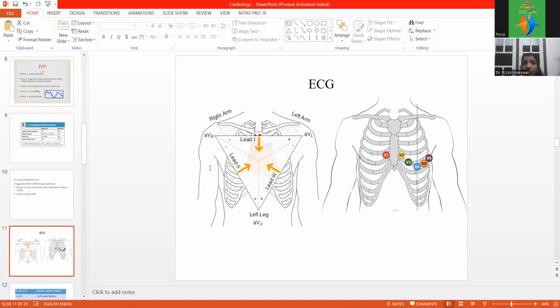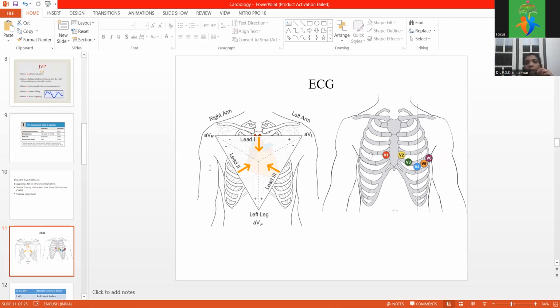So JVP, we were discussing when there is right heart failure or something in relation to the right heart, there will be increased JVP. We will be discussing in coming classes where JVP increases. And also you remember pulsus paradoxus and also splitting of the second heart sound during inspiration. Then we are moving to the investigation of cardiology.